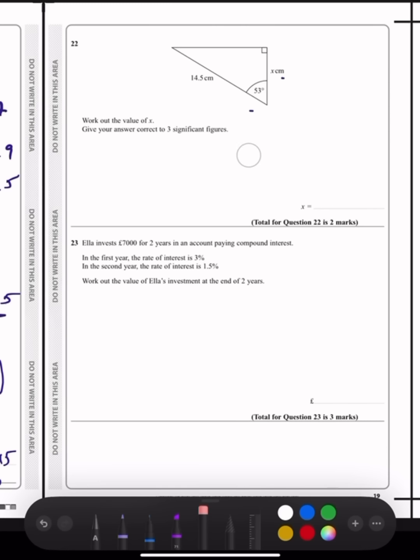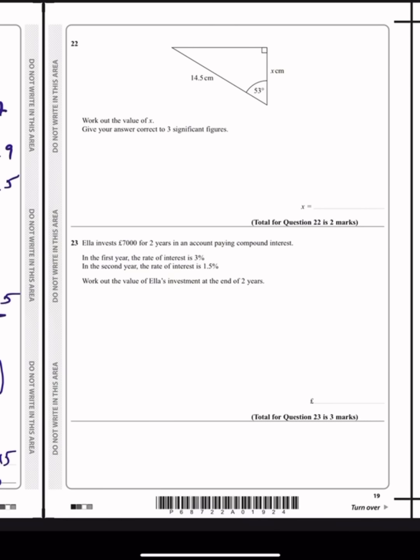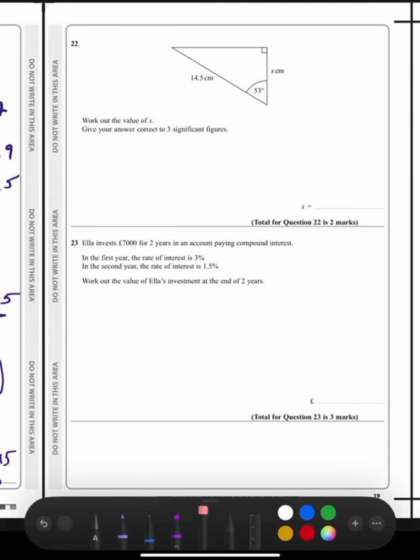When we read the question, it clearly says work out the value of x, give your answer correct to 3 significant figures. Here we've been given 14.5, x and 53 degrees. Whenever we know there's a degree, we need to do trigonometry. So first we mark what points these are. We know the longer side is the hypotenuse. This one is between 2 angles, so it's adjacent. They're clearly saying work out the value of x, so this is all we need. We don't need the opposite, but this will be the opposite.